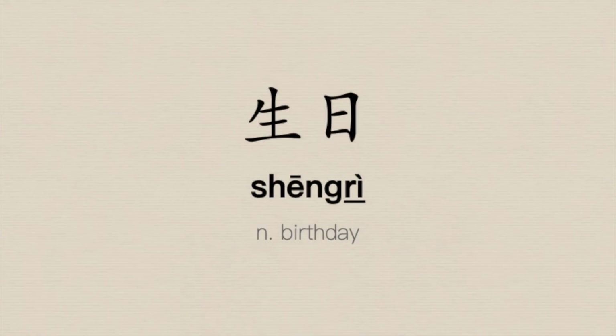A word like shengri, that RI is ri. When you pronounce this syllable, you want to make sure there's no movement going on with your lips. Ri.